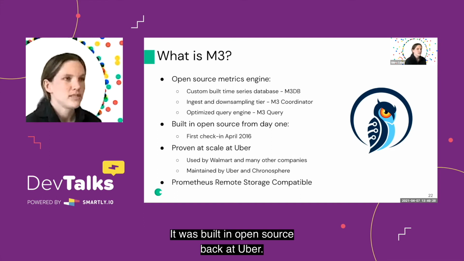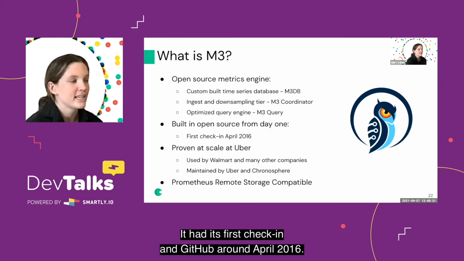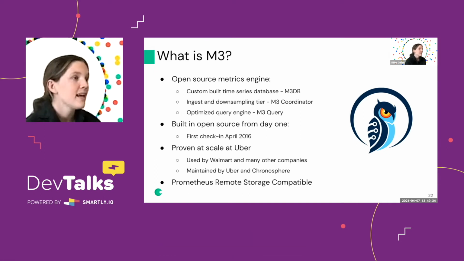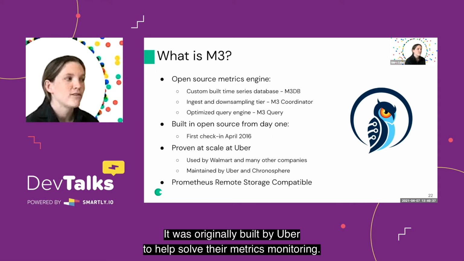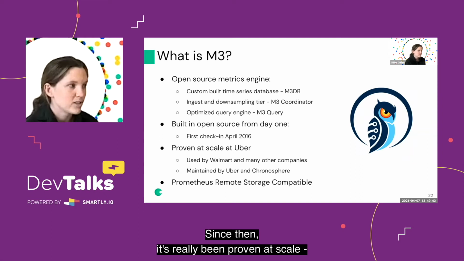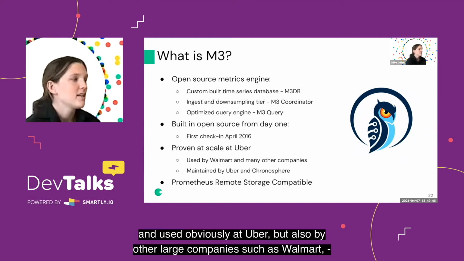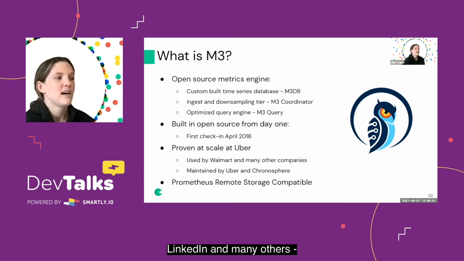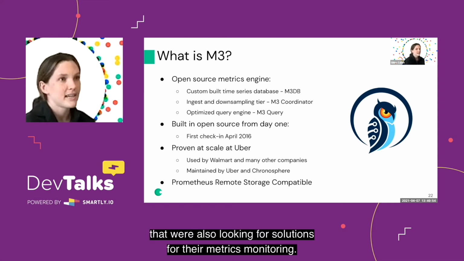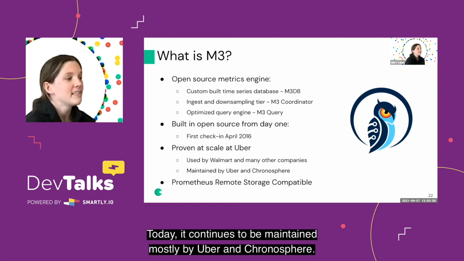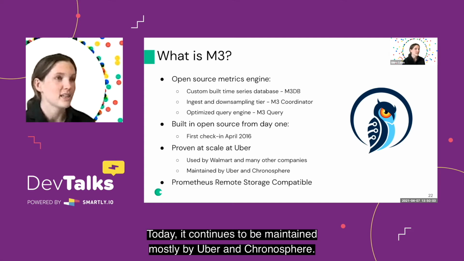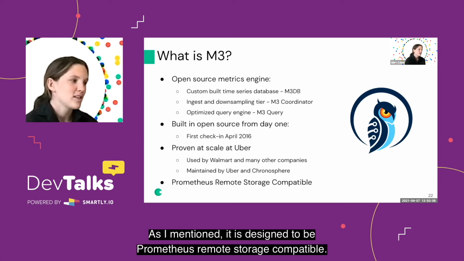It was built in open source from day one back at Uber, having its first check-in in GitHub around April 2016. It was originally built by Uber to help solve their metrics monitoring use cases. And since then, it's really been proven at scale and used obviously at Uber, but also by other large companies such as Walmart, LinkedIn, Databricks, and many others that were also looking for solutions for their metrics monitoring use cases. And today it continues to be maintained mostly by Uber and by Chronosphere. And as I mentioned, it is designed to be Prometheus remote storage compatible.